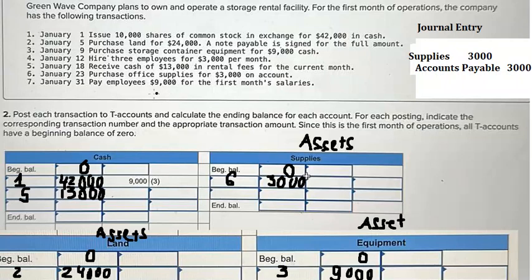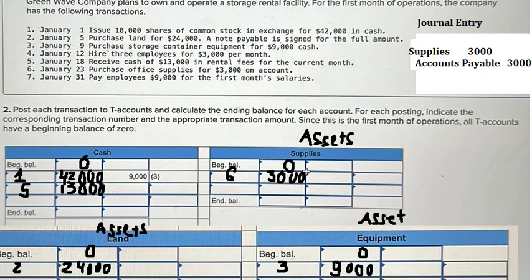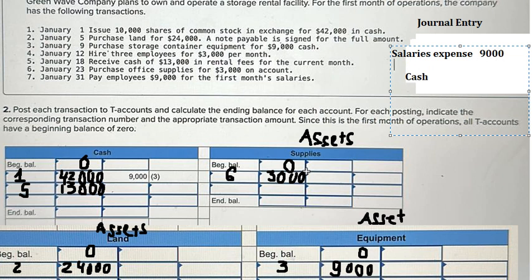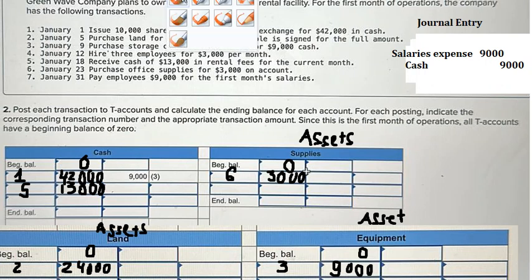And the last one, we need to pay the salaries. So that should be about salaries expense. And we have cash, and there should be 9,000. So we put this number in here.